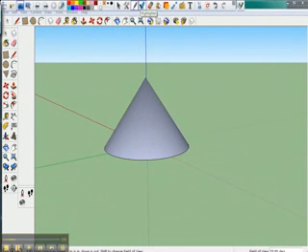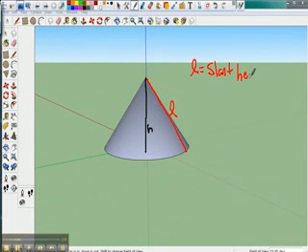And what you're gonna do, you have two heights. You have the height straight down to the center, call that H. Then you also have your height along the side that goes to the edge of the circle. We'll call that L. L is the slant height. Slant height.